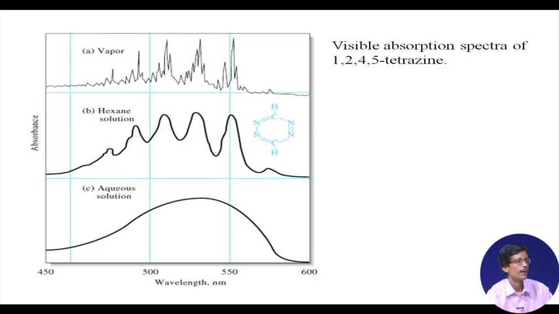So, a particular example of a visible absorption spectrum of a compound: how does it look? It is a 1, 2, 4, 5 tetrazine compound. That compound we can analyze using this spectroscopic technique. This is the tetrazine compound, which is very similar to your benzene ring. Benzene, we all know, is C6H6, but instead of 4 of these carbon centers, we have 2 nitrogens on the left hand side and 2 on the right hand side.